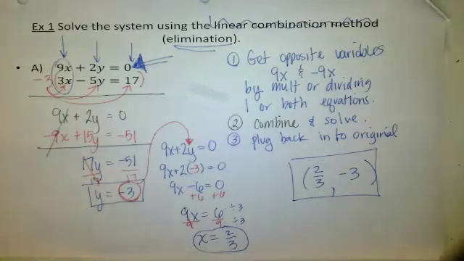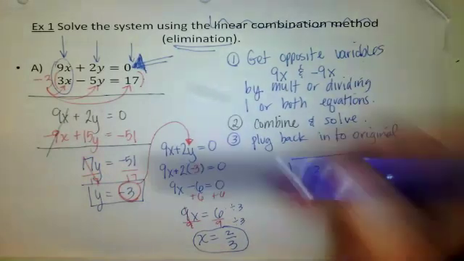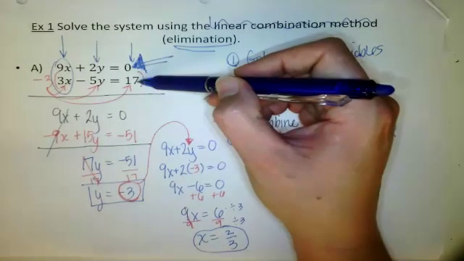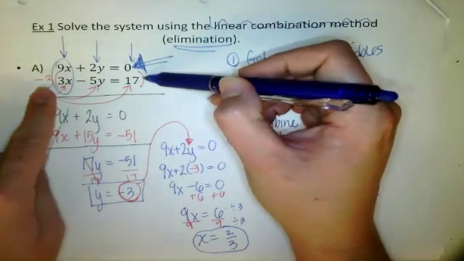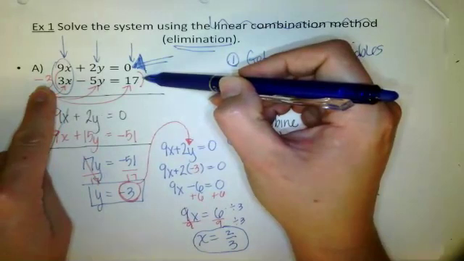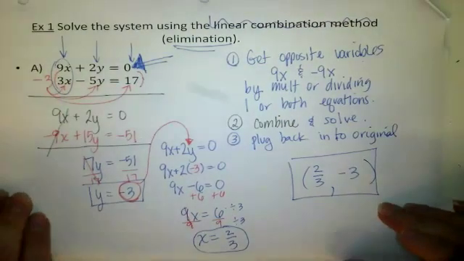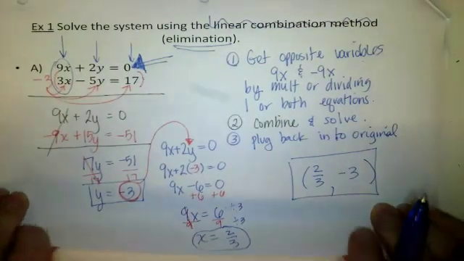So this is significantly easier. There is still tremendous room for error. This is usually the place where you forget to multiply the 17 by -3. So make sure you multiply everything. Okay? Let's try another.